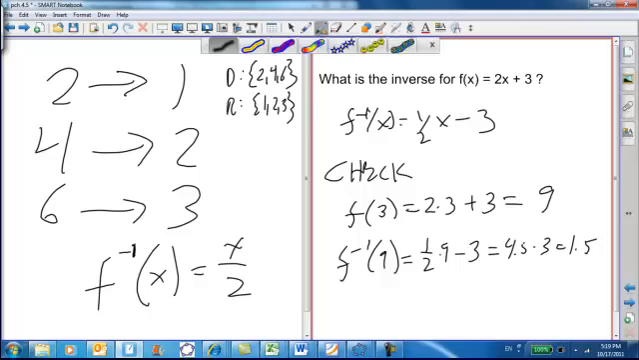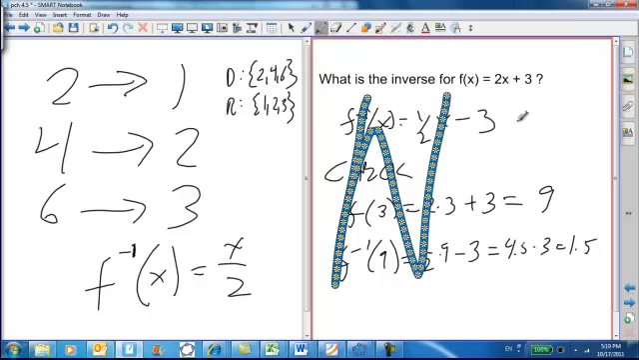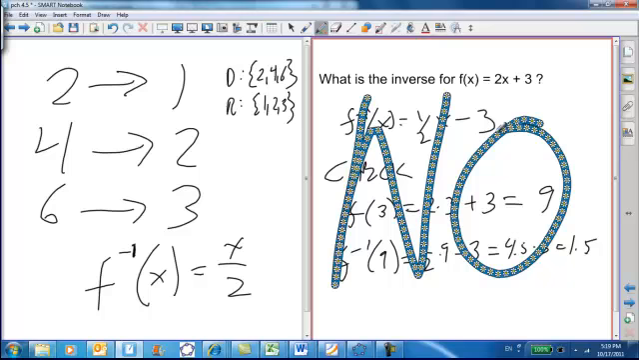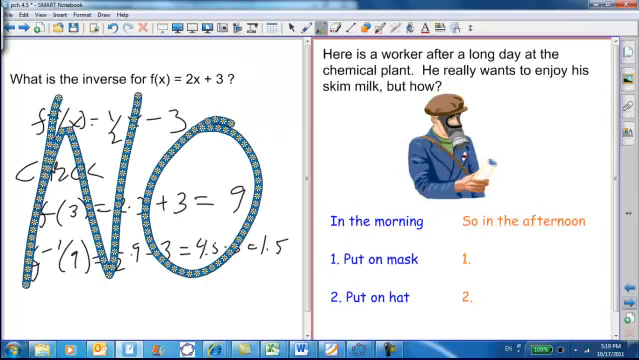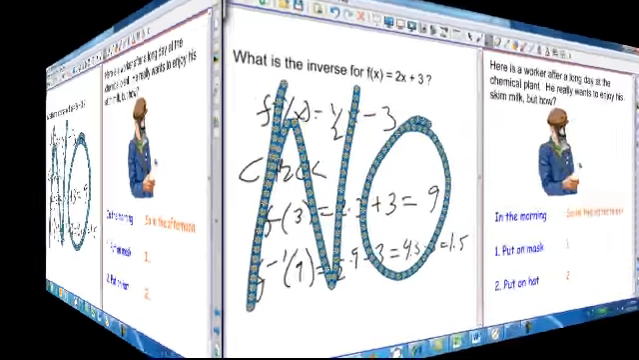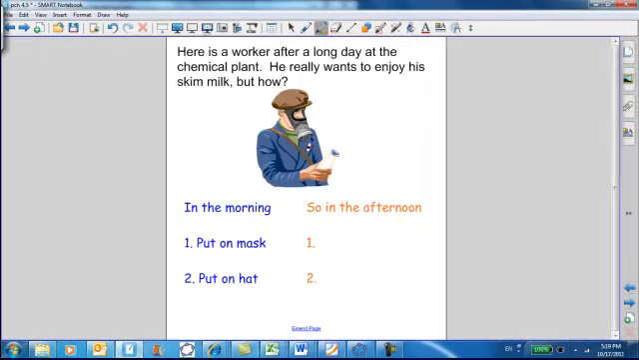So let's put the big no on this. And here's the fallacy in the thinking, and it's as logical as this worker from a long day at the chemical plant. Let's see what's going on with him. He really wants to enjoy skim milk, but how?